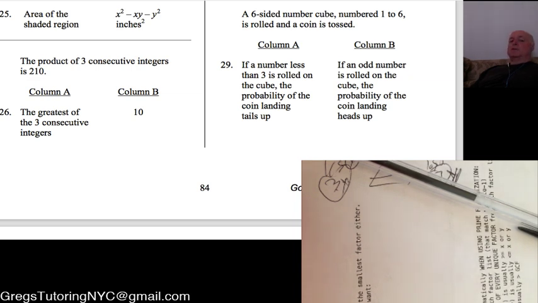If a number less than 3 is rolled, the probability of the coin landing tails up is 50-50. Same with B. If an odd number is rolled, the probability of coin landing heads up is 50-50. So they're both 50-50. So they're both equal. Okay, it sounds kind of weirdish, maybe even unintuitive, but intuition is often freaky. So turns out they're equal.